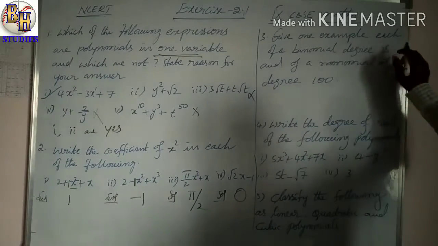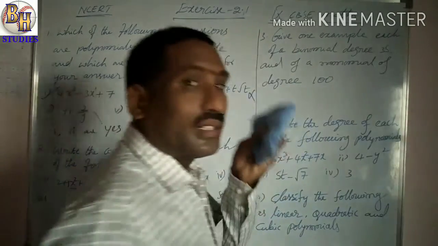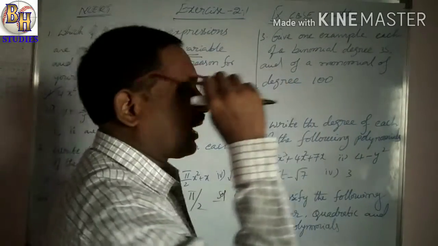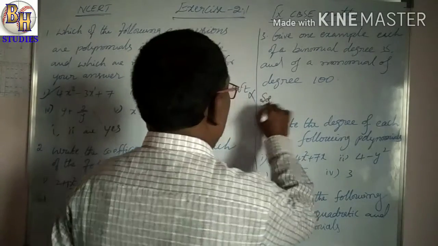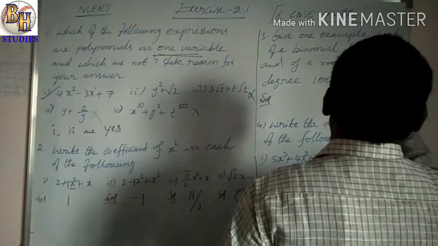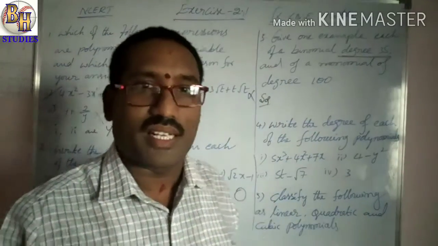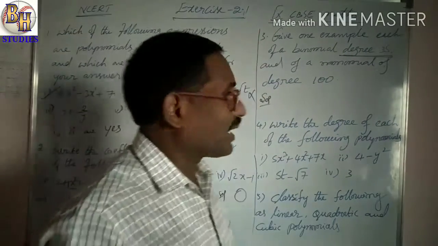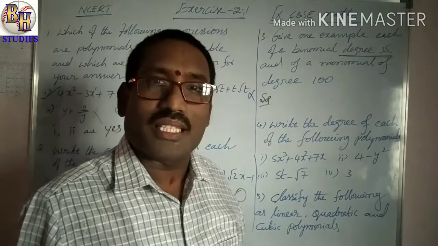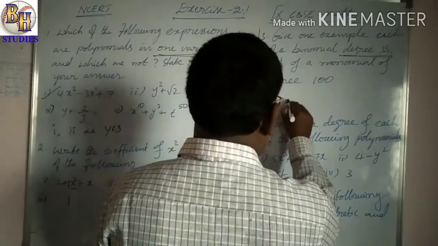Next, give one example each of a binomial of degree 35 and of a monomial of degree 100. Here the question says, give one example. The degree is 35, and it must be a binomial. You can tell any binomial. What is the meaning of a binomial? An expression containing two terms is called a binomial. You can write any two terms.